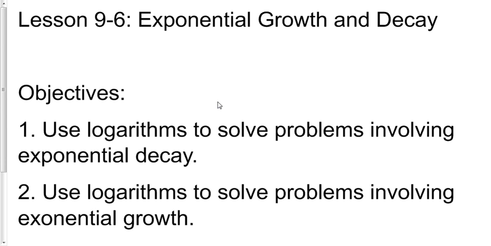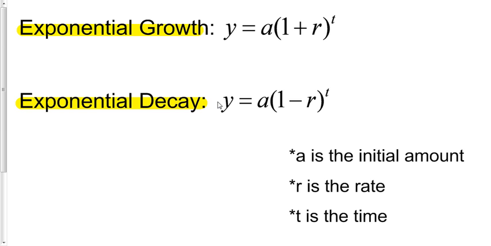Lesson 9.6, Exponential Growth and Decay. Here are some general formulas that we can use for exponential growth and decay. They look very, very similar. However, in the growth formula, we're going to take in parentheses 1 plus r, our rate, and in the decay formula, we're going to take 1 minus r.